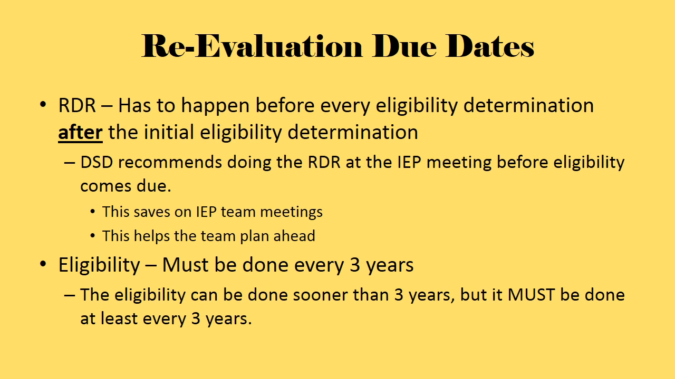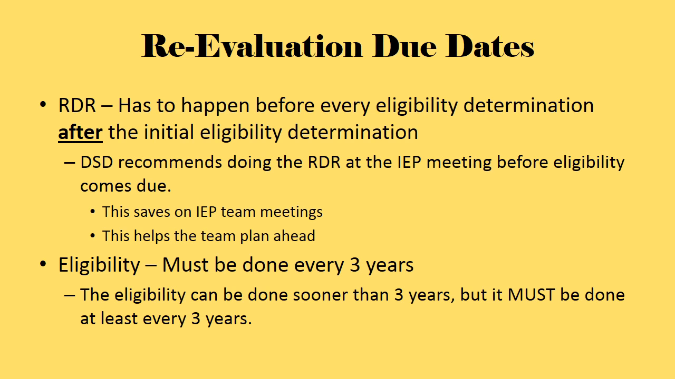Unlike the initial eligibility determination, the reevaluation eligibility process has different due dates. The reevaluation data review has to happen before every eligibility determination after the initial eligibility determination. Davis School District recommends doing the RDR at the IEP meeting before eligibility comes due. The reason for this is it saves on IEP team meetings and it helps your team plan ahead.